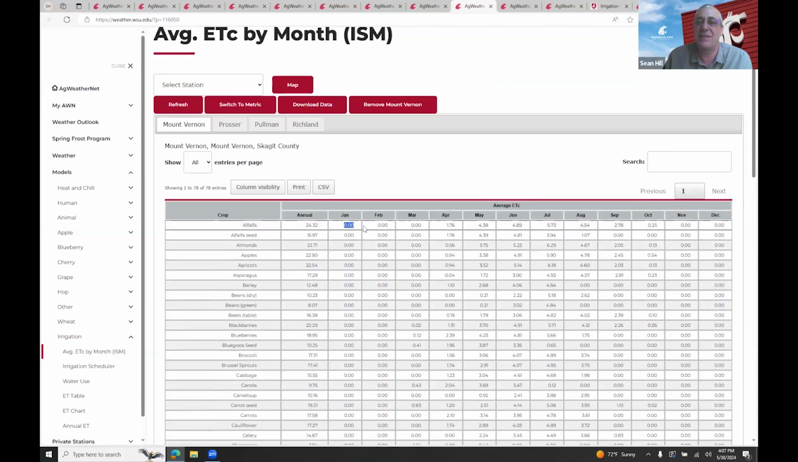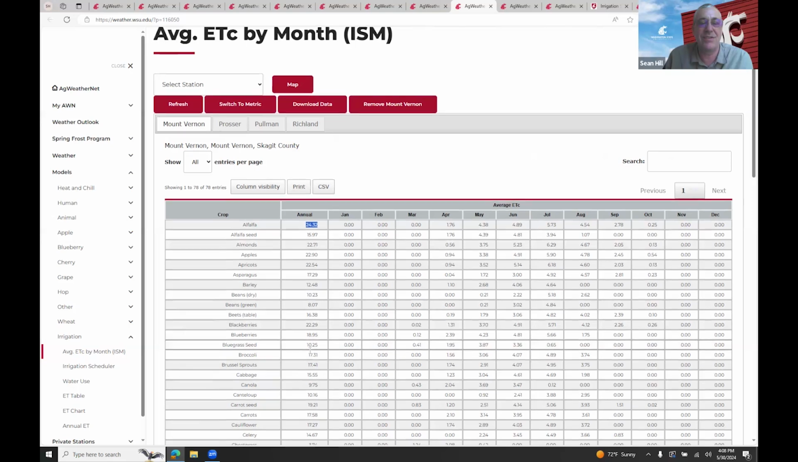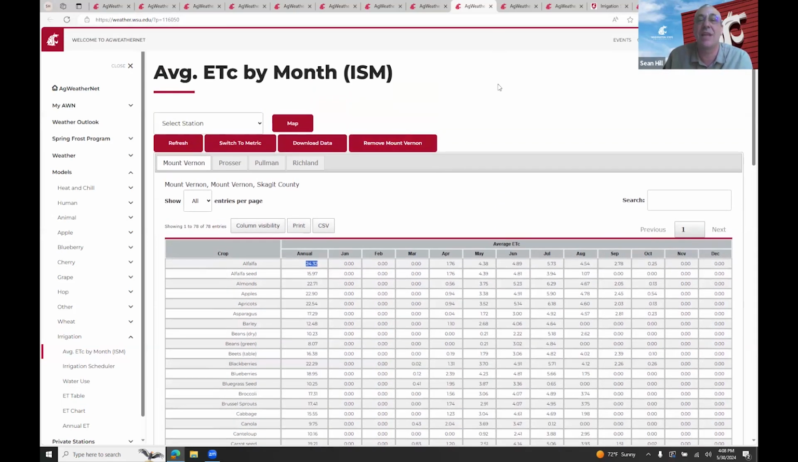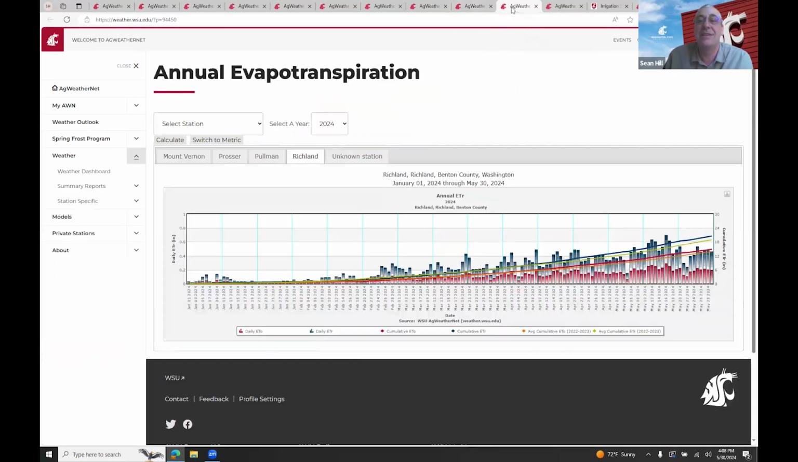You see in January, there's no water use because there's no emergence. And then finally in April for alfalfa is when we start using water, and it gives you an estimate of what the annual water use at that location for that crop would be. As you look at this, you could decide, you know, we don't get enough water for cherries, or I don't have enough irrigation supply for particular crops.